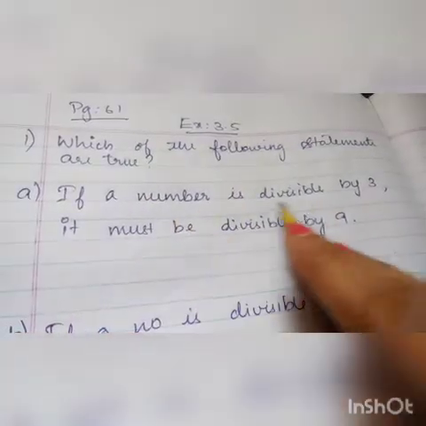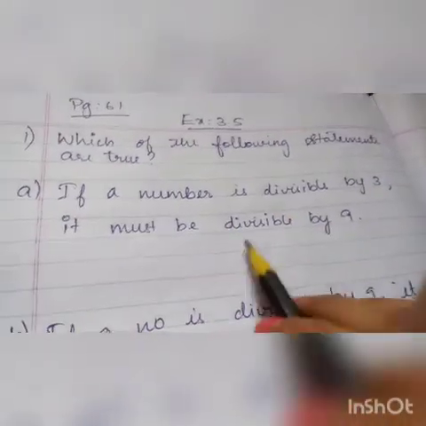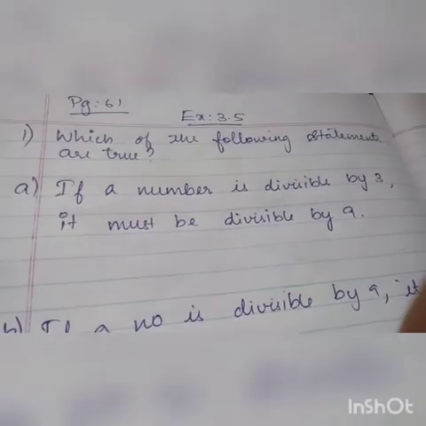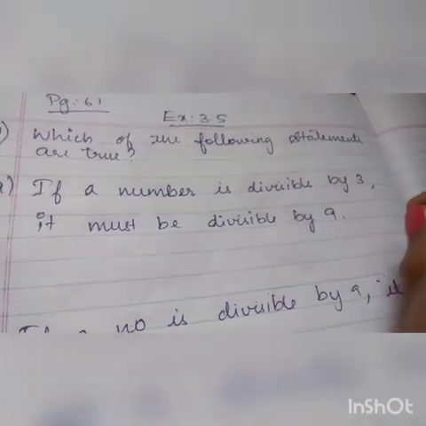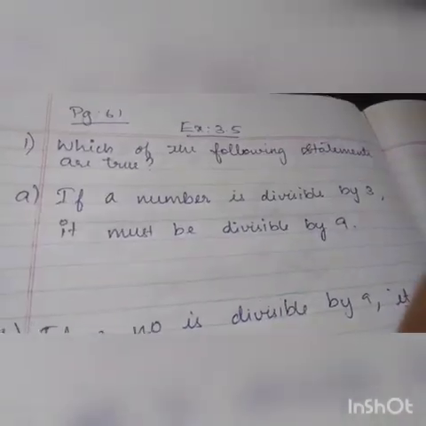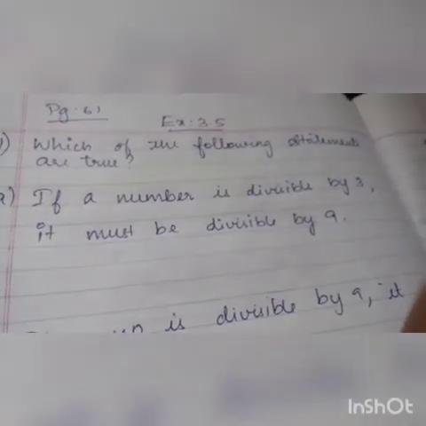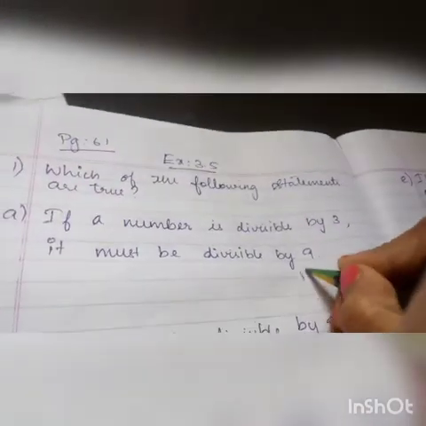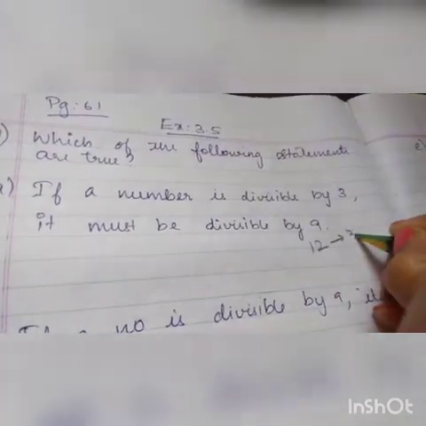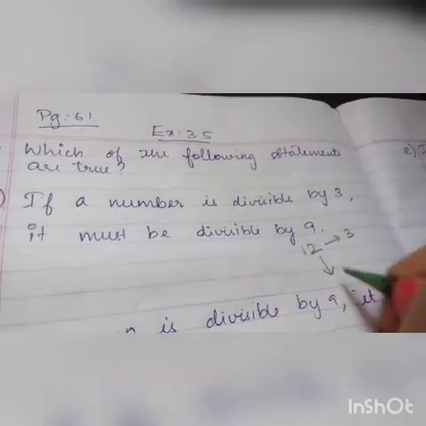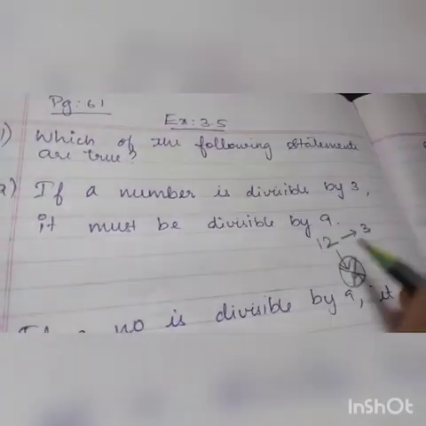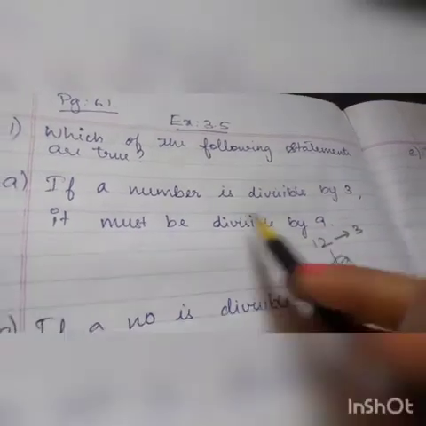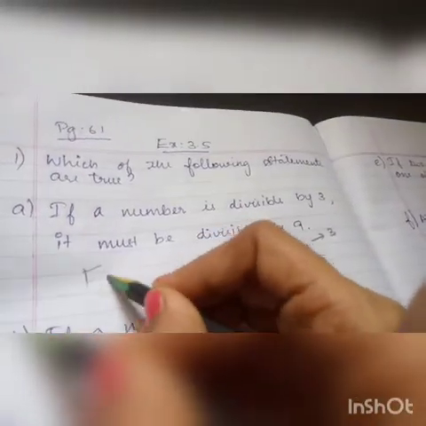If a number is divisible by 3, it must be divisible by 9. What they are saying now, if one number is divisible by 3 means that number should be divisible by 9 also. Is it possible? Let us check. I am taking 12, okay? It is divisible by 3. Whether it is divisible by 9? No. It is divisible by 3 but it is not divisible by 9. So this statement is false.